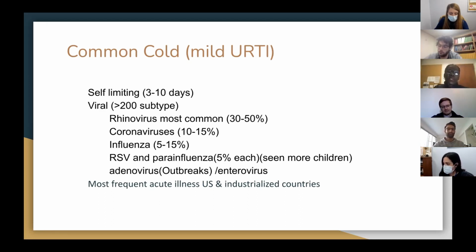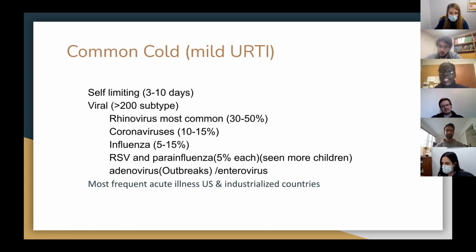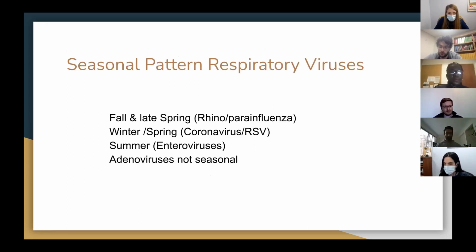It is by far the most frequent acute illness in the US and in other industrialized countries. And it has a huge financial burden in terms of lost productivity. Annually, this is about 26 million days lost from school and 23 million days lost from work because of people being sick with the cold. There are seasonal variations. For example, rhinovirus is normally in the fall and spring, coronavirus you see mainly in winter and spring, and adeno happens whenever it feels like it.